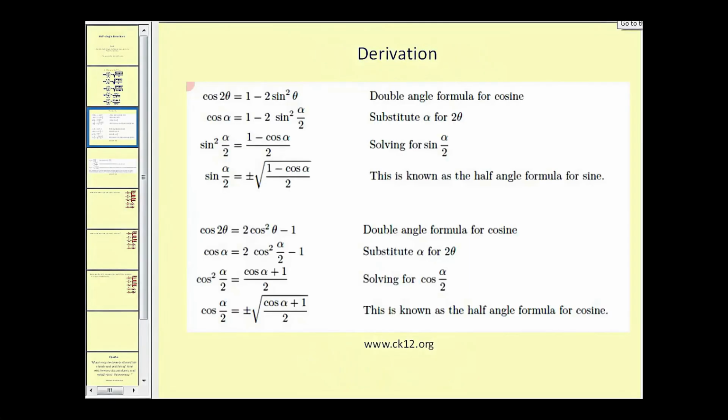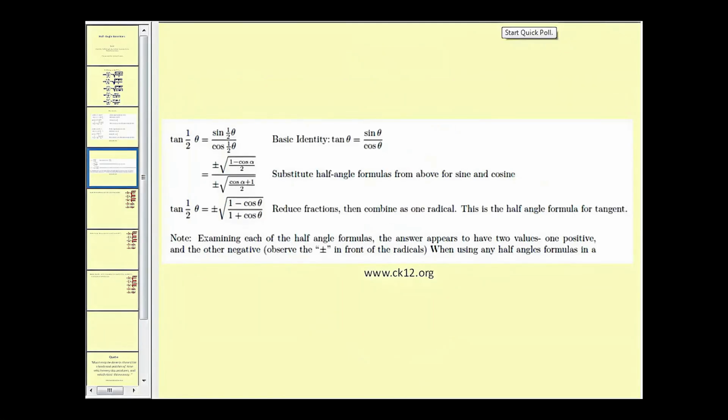I did include the derivation of these identities. We don't have time right now to go through them, but you may want to pause the video and see how we can obtain these formulas. And the next slide also shows how to find the half-angle identity for a tangent. Again, notice that it comes from taking sine of 1/2 theta and dividing by a cosine 1/2 theta.